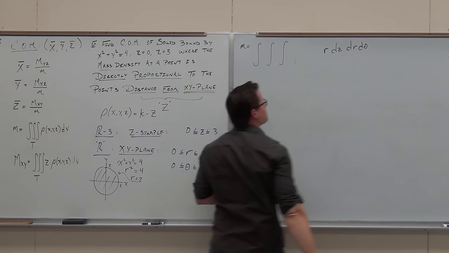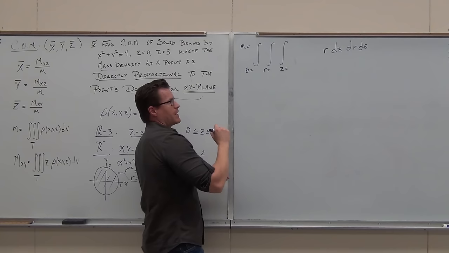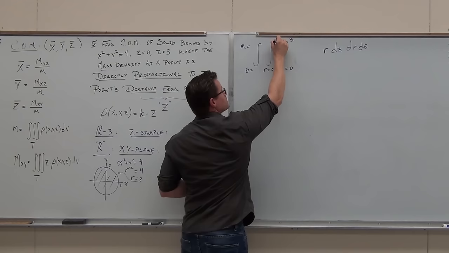And then I go, okay, let's start building this. If I'm doing dz first, I need z equals, dr gives me r equals, d theta gives me theta equals, and then I just go between my two inequalities here. Z was bounded between 0 and 3. R was bounded between 0 and 2. Theta was bounded between 0 and 2 pi.